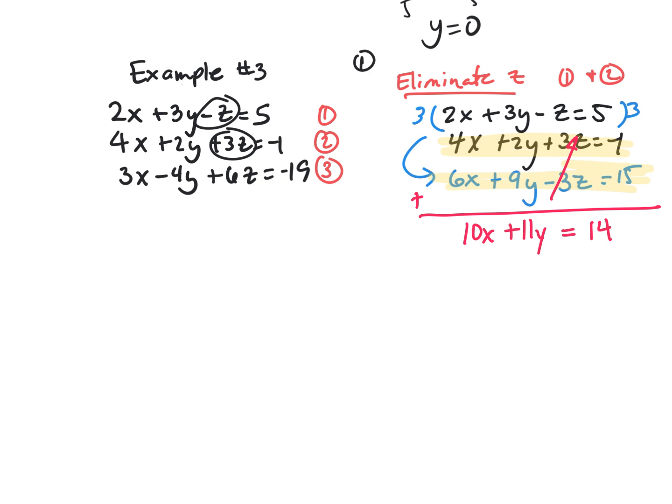Step 2, we are going to use the equation that we did not use. We're going to eliminate z again. I have to eliminate the same variable. I used 1 and 2, so I have to use 3. So I'm going to use 3, and I'm going to use 1 again. So I'm going to use 1 and 3. Okay, so I'm going to write them down here so I can see them.